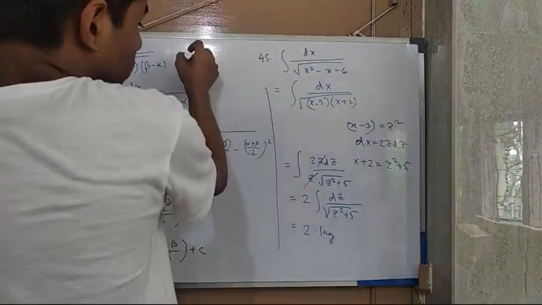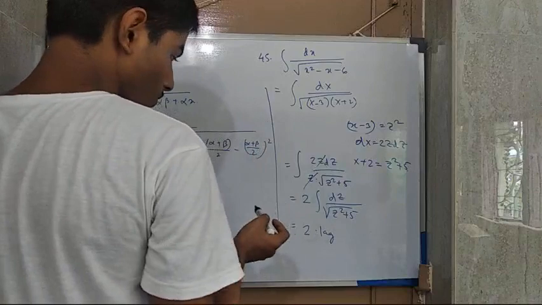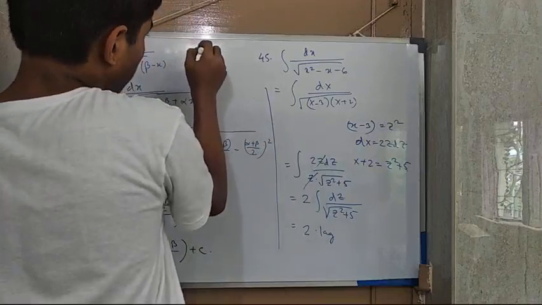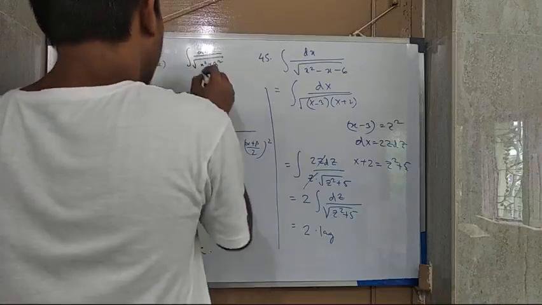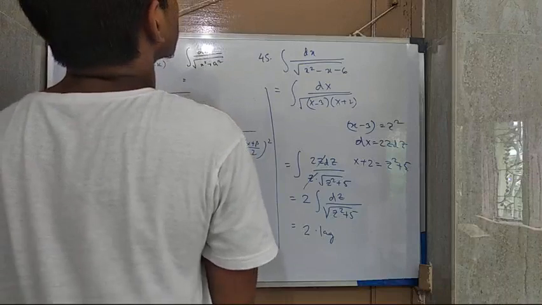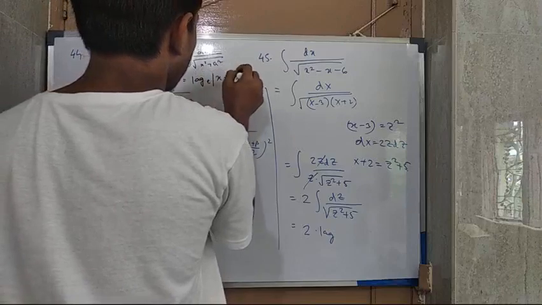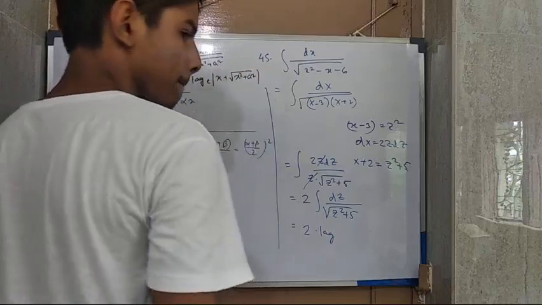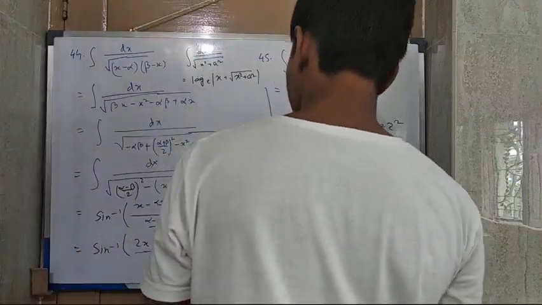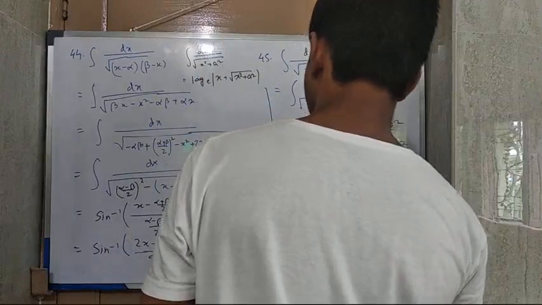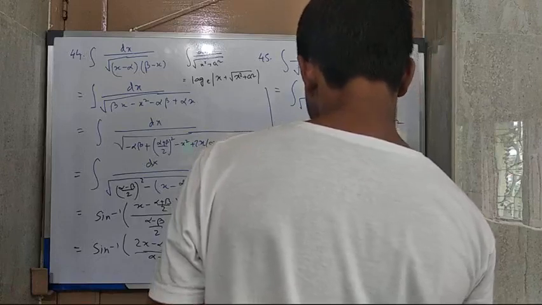So let's write down the standard result first. Integral dx by root under x squared plus a squared is actually log of x plus root under x squared plus a squared. So this becomes root under x, which is z plus root under z square plus 5.